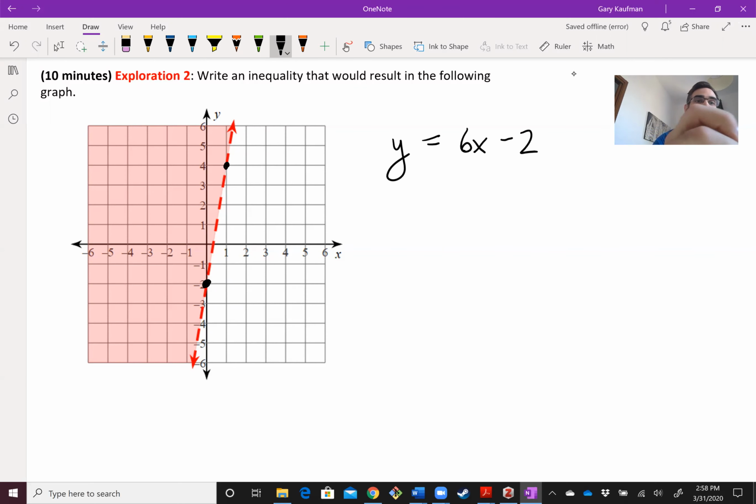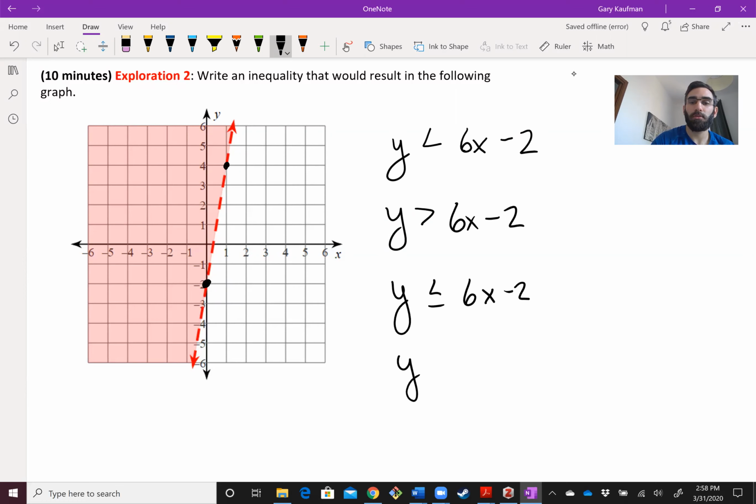Now, I have, again, 4 options. It's going to be less than, greater than, less than or equal, greater than or equal. But just like before, I have a dotted line, not that, not that.